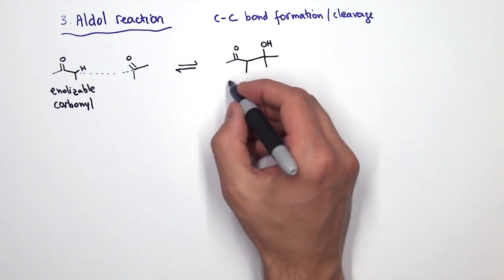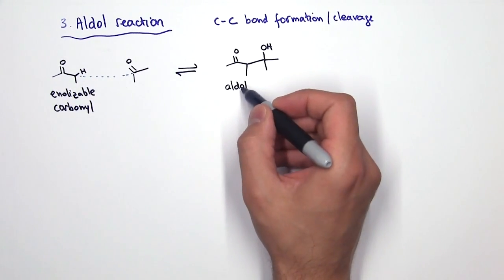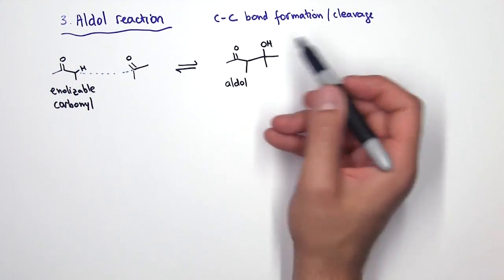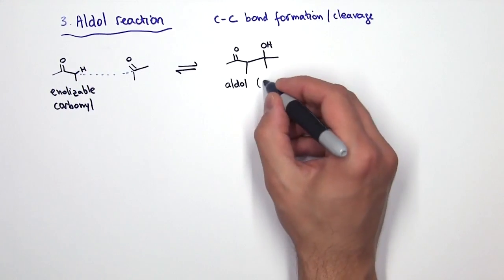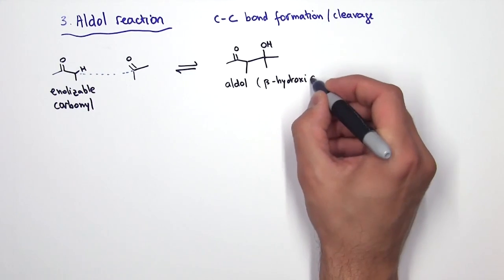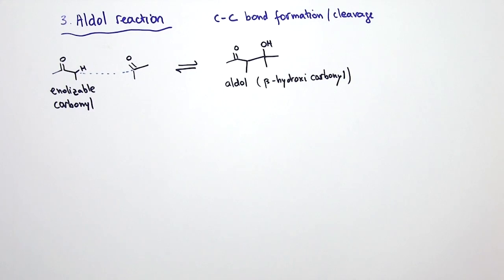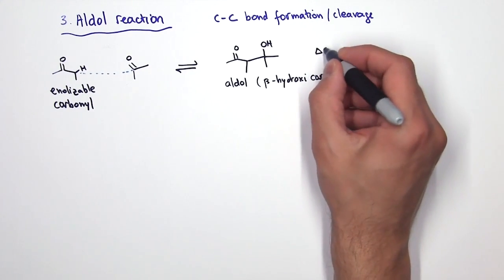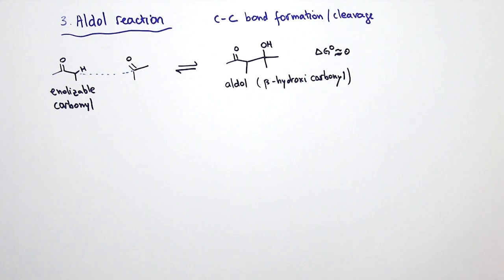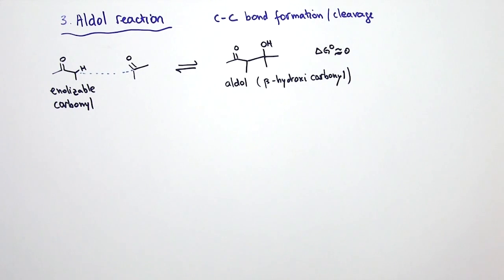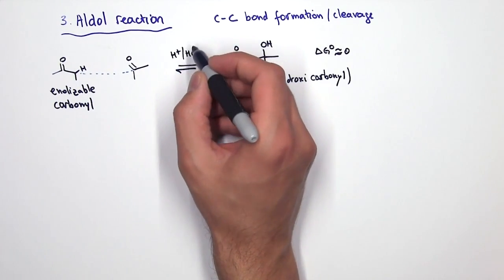The product of the Aldol reaction is called aldol, a contraction of aldehyde and alcohol, as in some cases this carbonyl will be an aldehyde and this will be an aldol. It's essentially a beta hydroxy carbonyl. Now, this reaction has a delta G naught close to 0. That is, it reaches equilibrium, and it can be catalyzed by acid or by base.